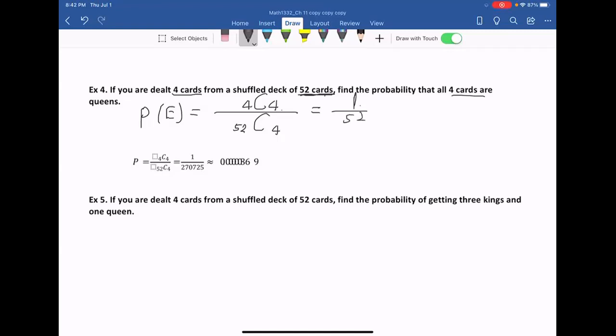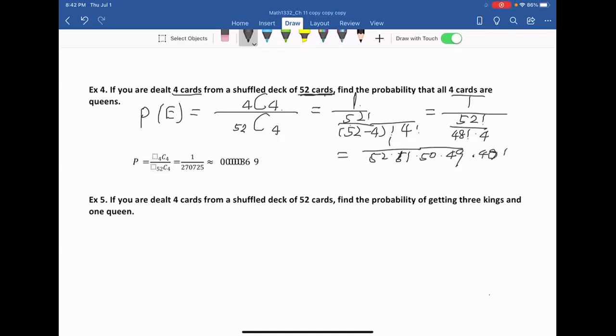And 52C4 equals 52 factorial over 52 minus 4 factorial times 4 factorial. We simplify this. 52 factorial divided by 48 factorial times 4 factorial. And to simplify this, we got 52 times 51 times 50 times 49 times 48 factorial divided by 48 factorial, and then times 4 factorial. Too much things.